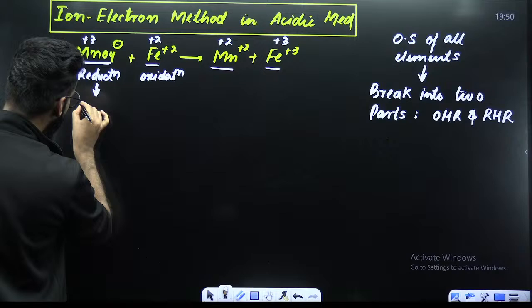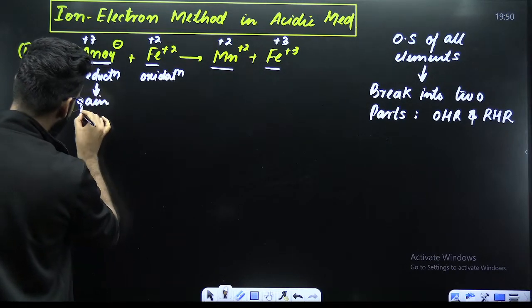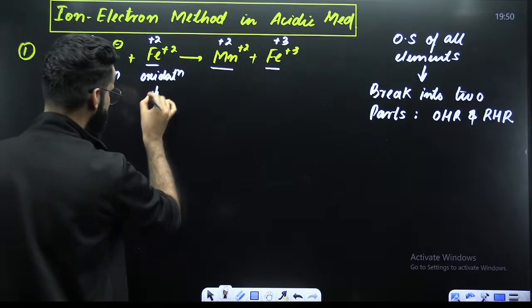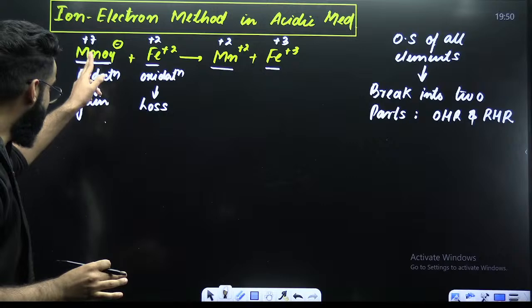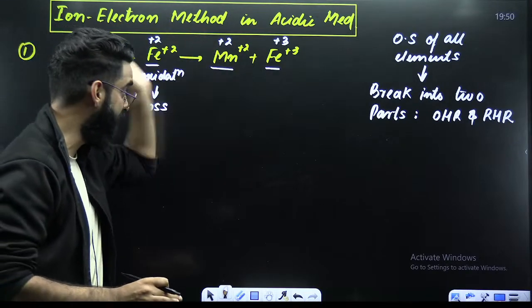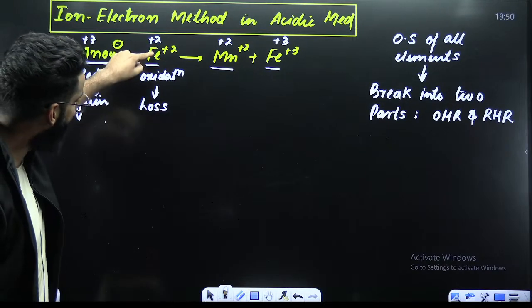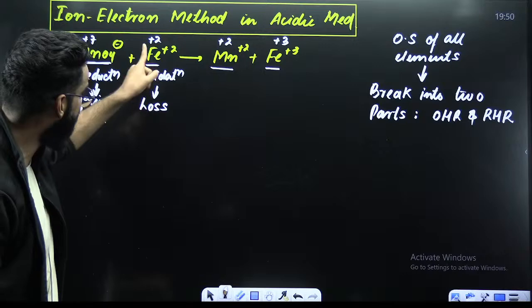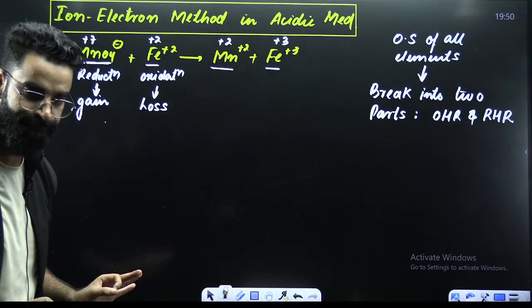A reduction involves gain of electrons, and oxidation involves the loss of electrons. So I got to know this MnO4 negative will be gaining some electrons and getting converted into Mn di positive. Similarly, Fe di positive will be losing some electrons and will be getting converted into Fe tri positive. This is something which I got to know till now.